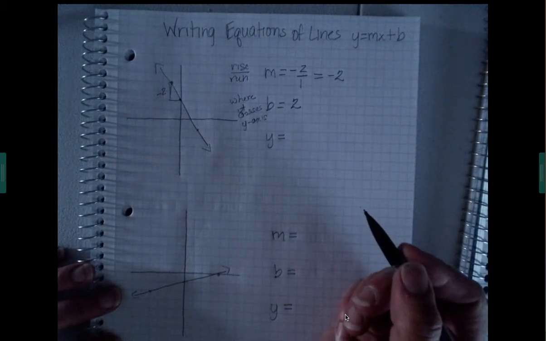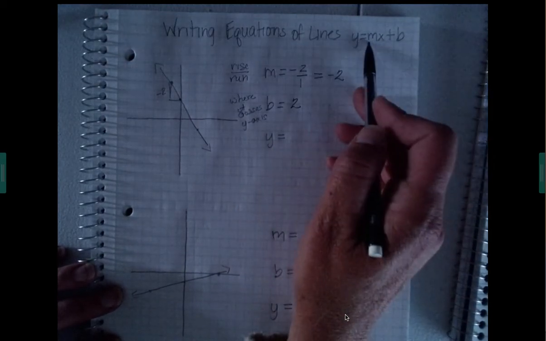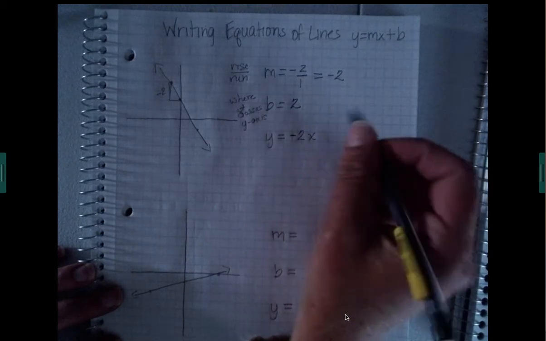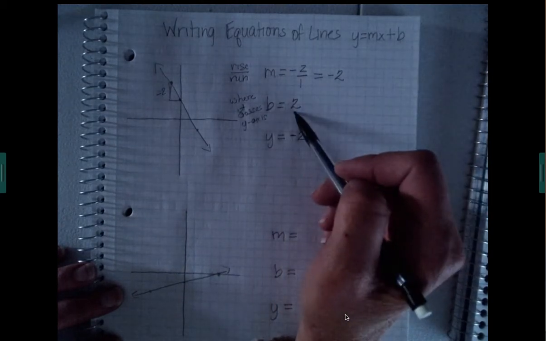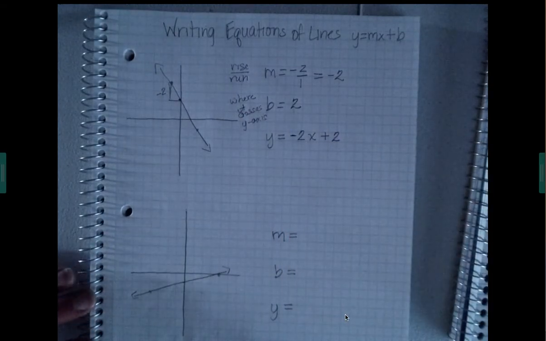So now you have all the information you need to write your equation. y equals m, which is -2, x plus b, our b is +2, and that's your answer.